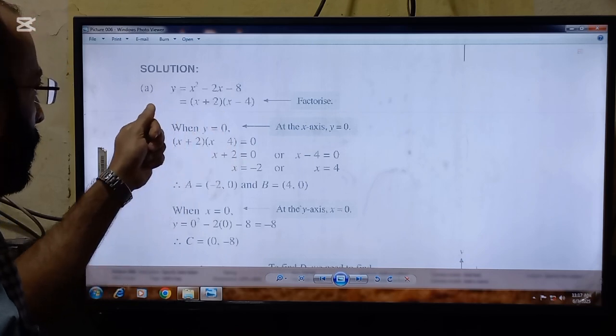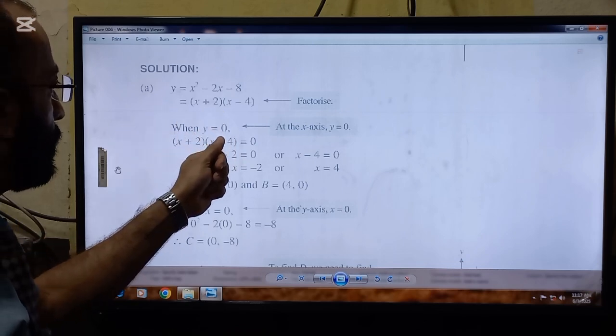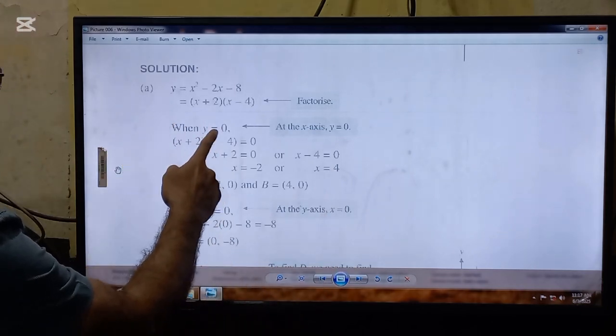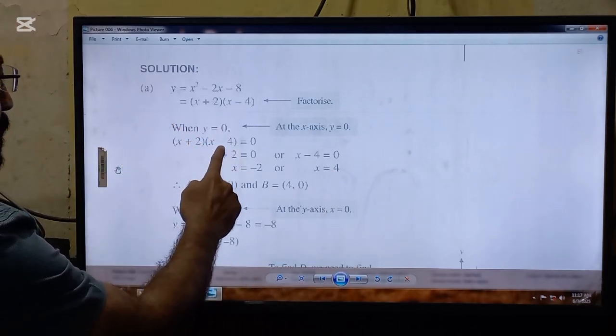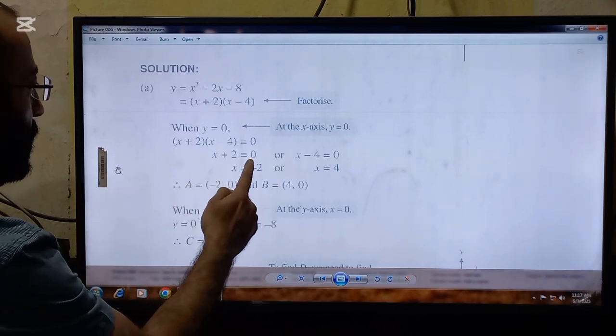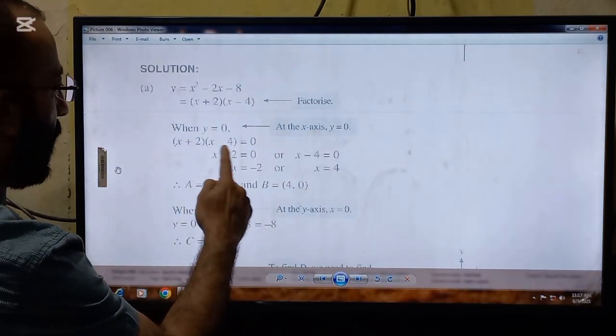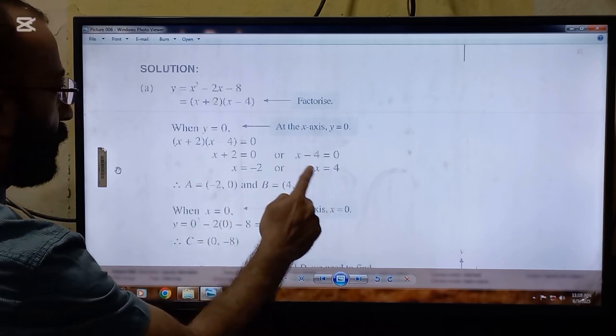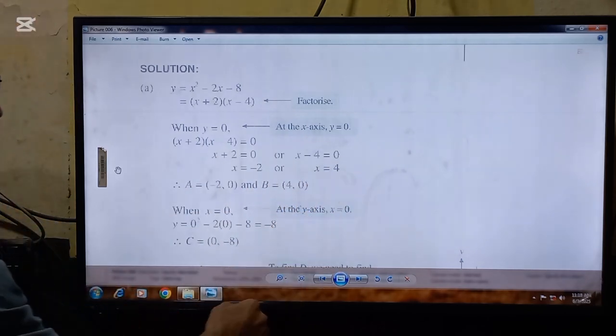Now we will put y is equal to 0 to get the values of A and B. So look here now, y is equal to 0. x plus 2 into x minus 4 will remain as it is. We will take the two brackets equal to 0. So x plus 2 is equal to 0 and x minus 4 equal to 0. From here x is equal to minus 2, and from here x is equal to 4.